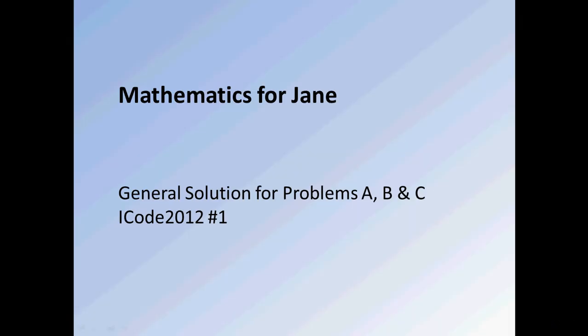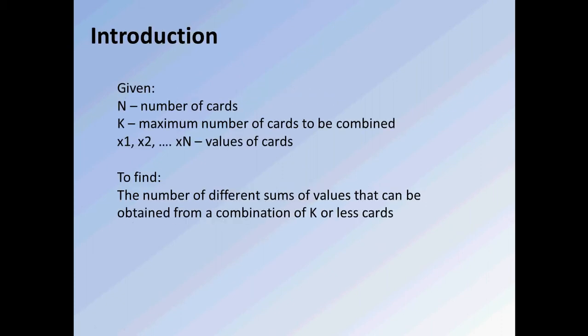This is my solution for problems A, B, and C for the first round. We are given n, the number of cards, k, the maximum number of cards that can be combined, and the values of all these n cards. What we want to find is the number of different sums that can be derived from all these combinations of cards, of course with k or less number of cards.